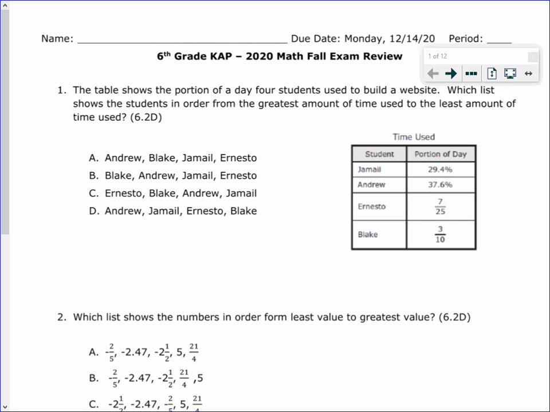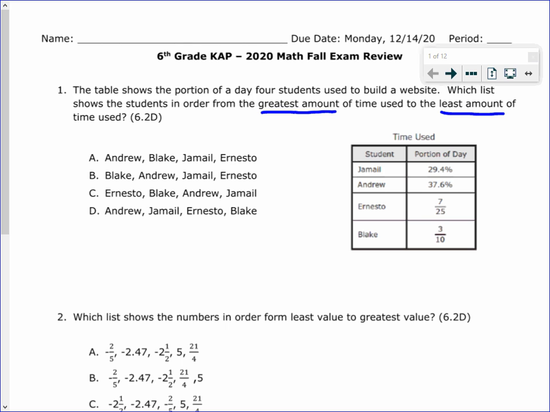So number one, the table shows the portion of a day 4 students used to build a website. Which list shows the students in order from the greatest amount of time used to the least amount? So we're looking for biggest to smallest here. Remember, when you have percents and fractions, you want to change them all to the same form. In this case, it might be easiest to change them all to decimals.